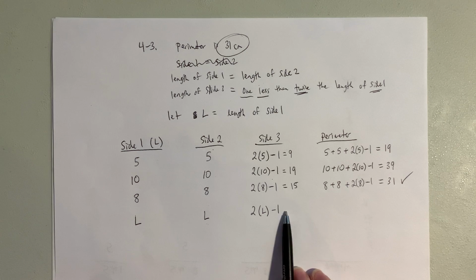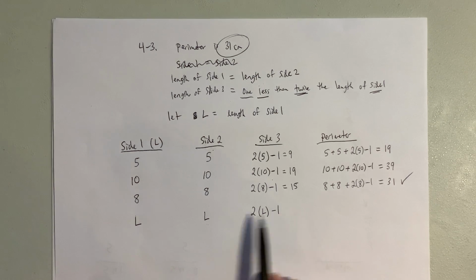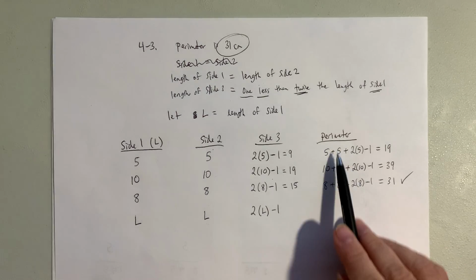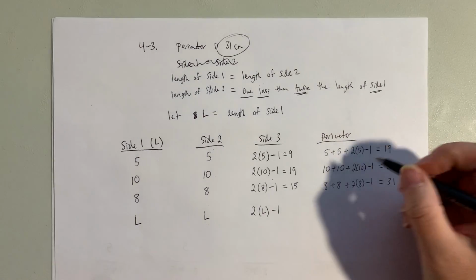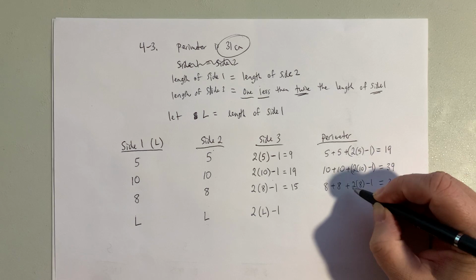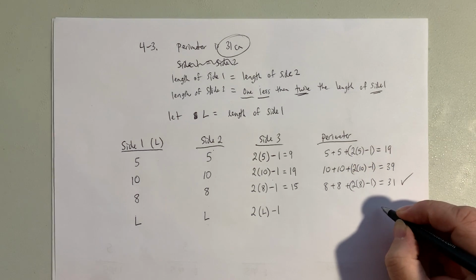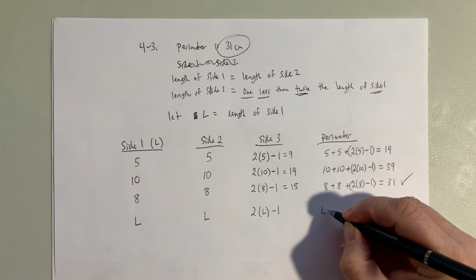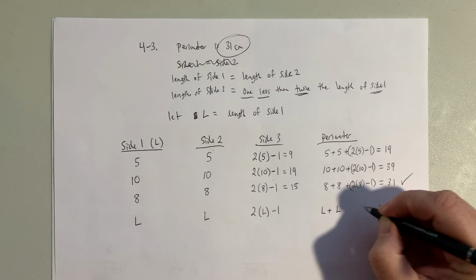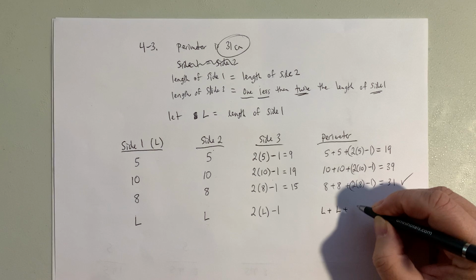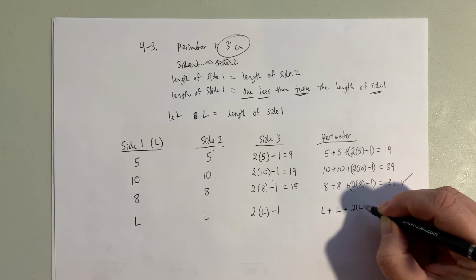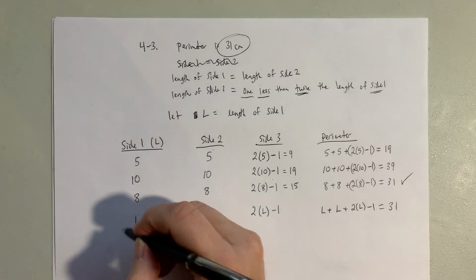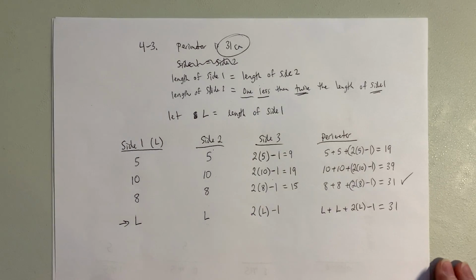And again, we don't know what that equals because this time it's an L, but we can bring that over here and do exactly what we did here, side 1 plus side 2 plus side 3. This is all side 3, right? And that gives us our perimeter, which we know has to be 31. And so we can take side 1, which was L, plus side 2, which was L, plus side 3, which is 2 times L minus 1. And now we have an equation that we can solve, right?